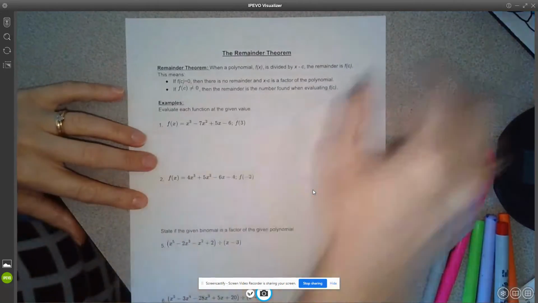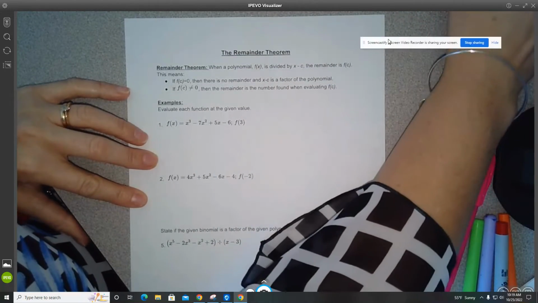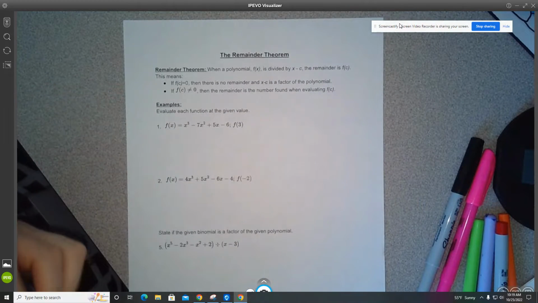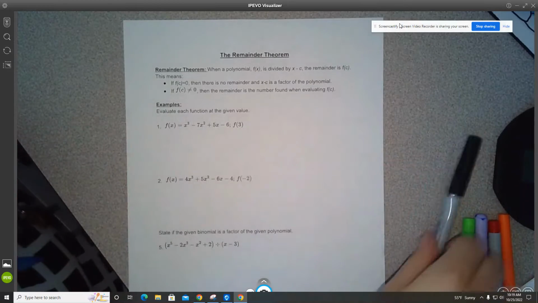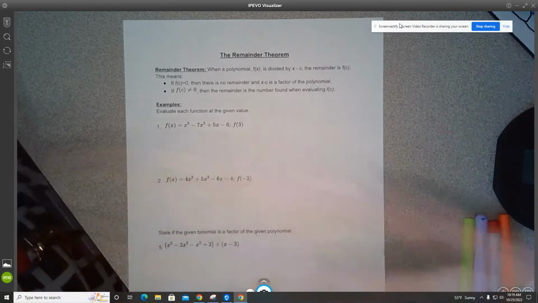Hey guys, so today we're going to learn how to use the remainder theorem to determine some things about dividing polynomials. So the first thing I want to point out to you is a couple of things that we need to know about the remainder theorem.